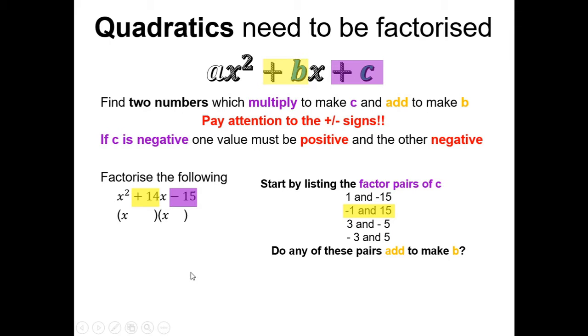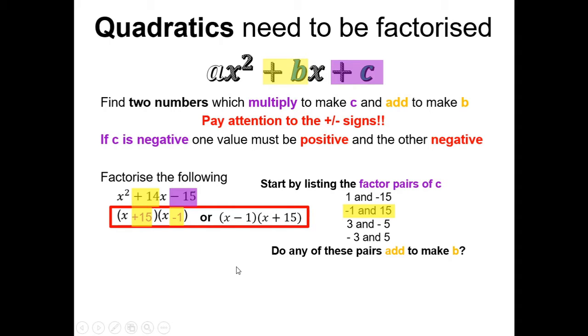I can go ahead and put those into my brackets. I put plus 15 here and then minus 1. I could just as easily put minus 1 and plus 15. So either one is fine, but I'm going to double check by multiplying that out, make sure I've got the right signs, make sure I've got the right numbers. x times x makes x squared. x times minus 1 makes minus 1x. 15 times x makes plus 15x. And 15 times minus 1 makes minus 15. Again, it doesn't quite match because I haven't simplified yet. If I group the middle two terms, minus 1x plus 15x, that does make the 14x.